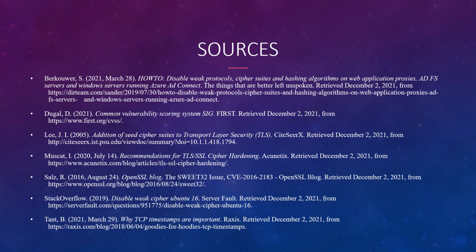Here are the sources. Like I said, the first source is all the PowerShell commands. The Google source there is the CVSS scoring system. If you want to really dig into how that scoring system works, the minutiae of it is right there. Seed ciphers goes into a lot of the RSA with seed vulnerability and SSL cipher hardening. A lot of good resources here.